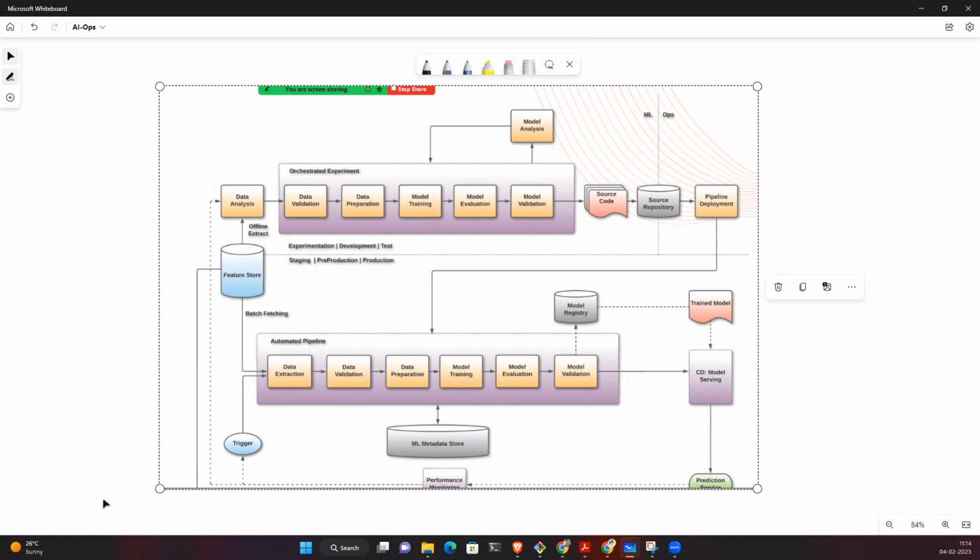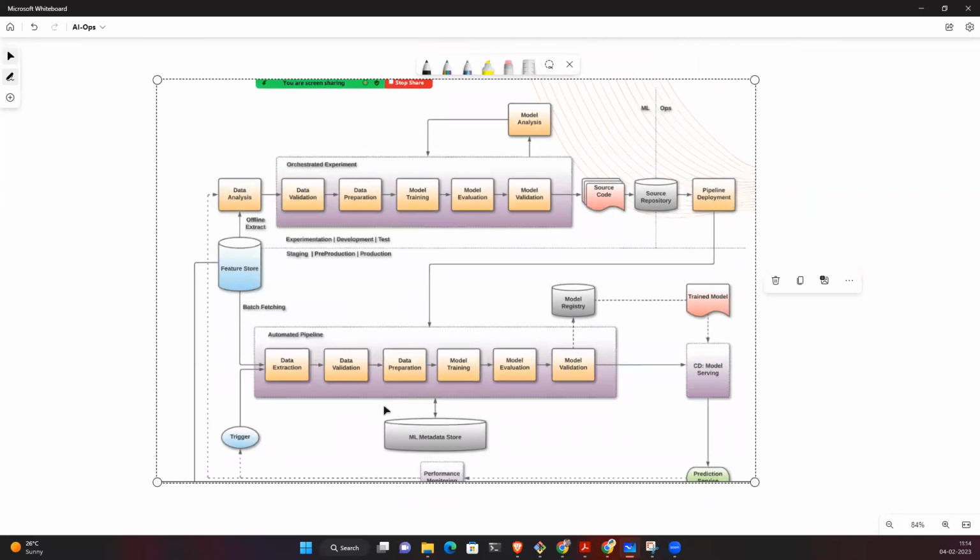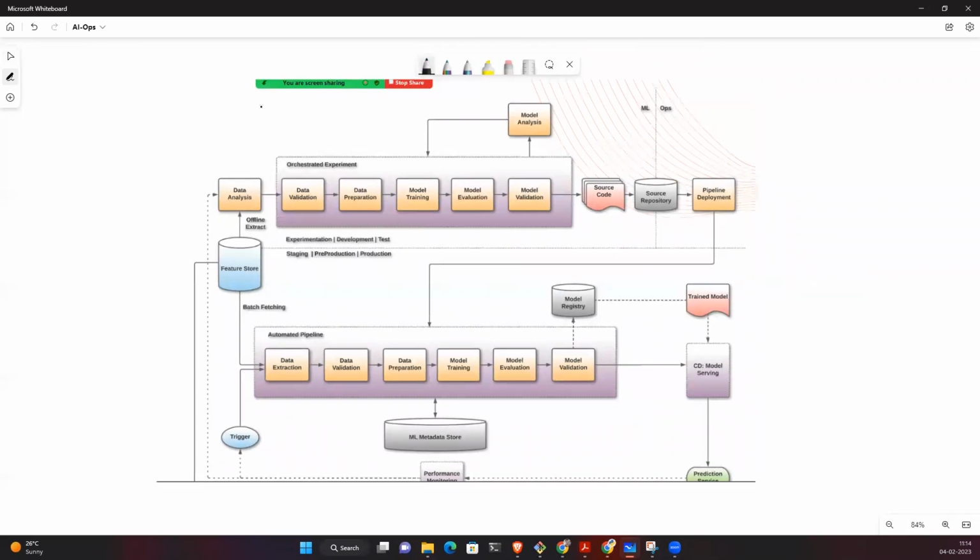Are you able to see this screen? Level 1. This is called level 1. Initially, what I showed was level 0. Now I'm trying to explain level 1.